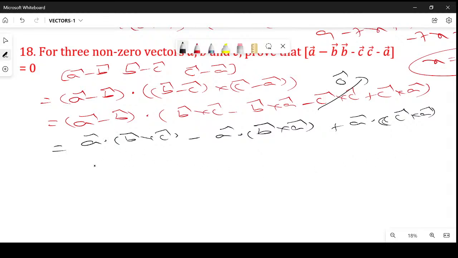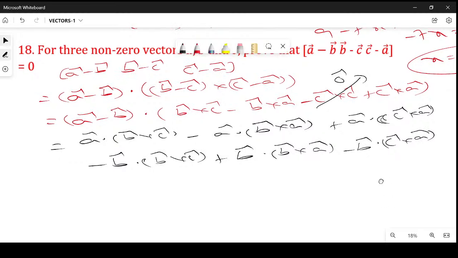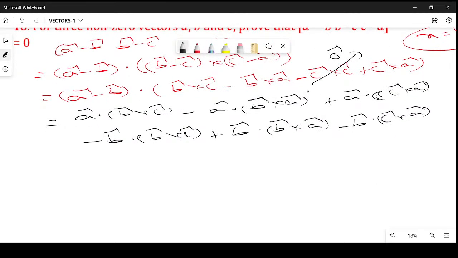Now I extend this: minus b bar dot b bar cross c bar plus b bar dot b bar cross a bar minus b bar dot c bar cross a bar, it comes. If I write like this, now you can observe that when the dot product, this box value will be 0 bar. a bar dot b bar cross a bar will be 0, this will be 0, this will be 0.